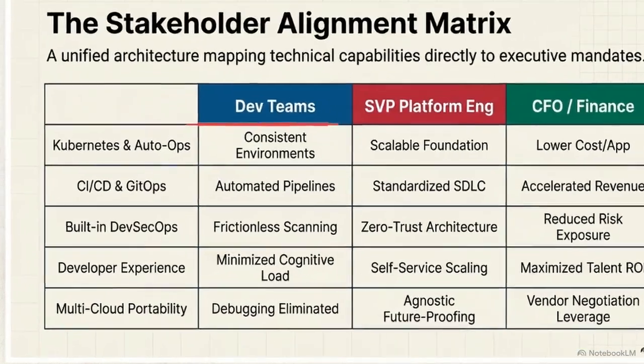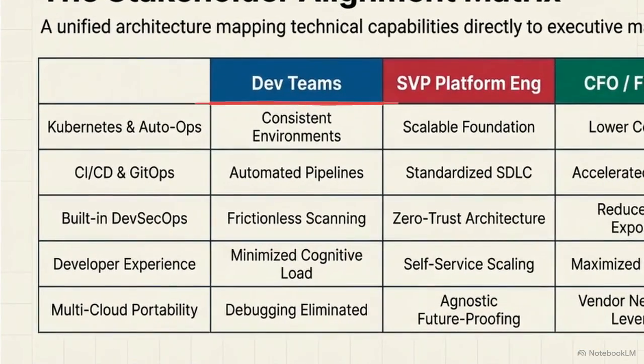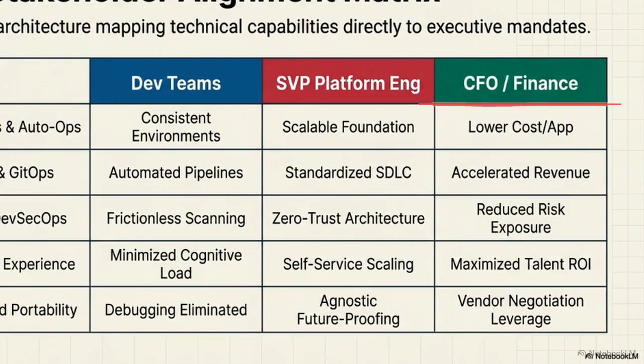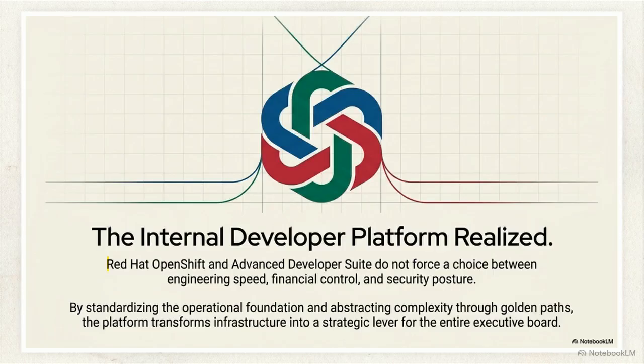Development teams gain consistent environments, automated pipelines, and frictionless workflows. Platform engineering secures a scalable foundation, zero-trust architecture, and agnostic future-proofing. Finance locks in lower costs, accelerated revenue, reduced risk, and negotiation leverage. Red Hat OpenShift and the Advanced Developer Suite unite these interests into a single cohesive system.